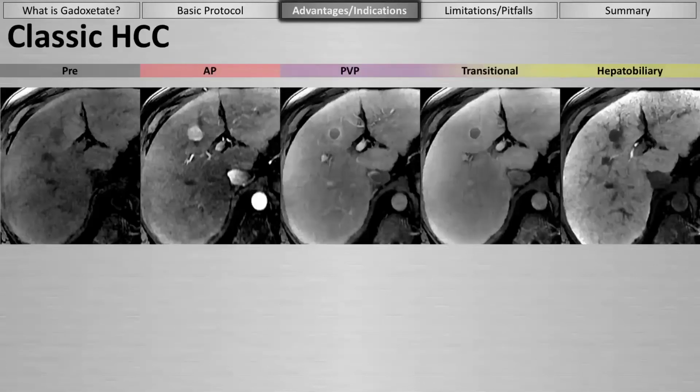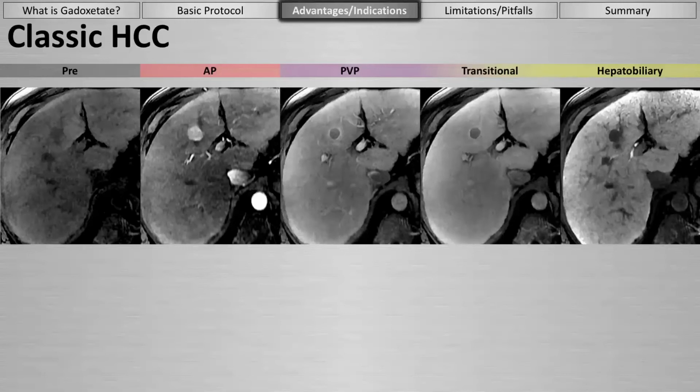But before we do that, let's just review what a classic HCC looks like with this agent. So a classic HCC will enhance in the arterial phase, and this is a late arterial phase image because we see contrast in the portal vein.